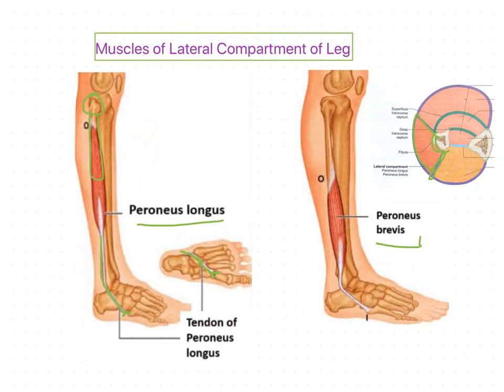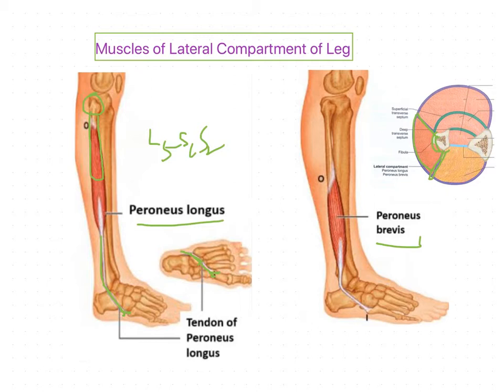What is the action here? Eversion of the foot. It also maintains the arches of the foot, and it steadies the leg on the foot, especially while standing on one foot. This muscle is supplied by the superficial peroneal nerve with root values L5, S1, S2, and this superficial peroneal nerve is a branch of the common peroneal nerve.